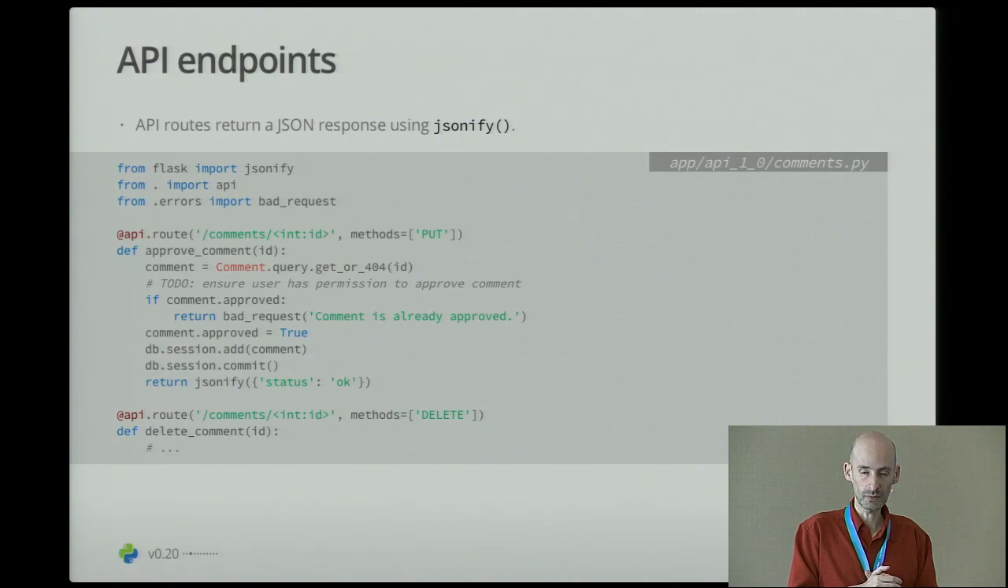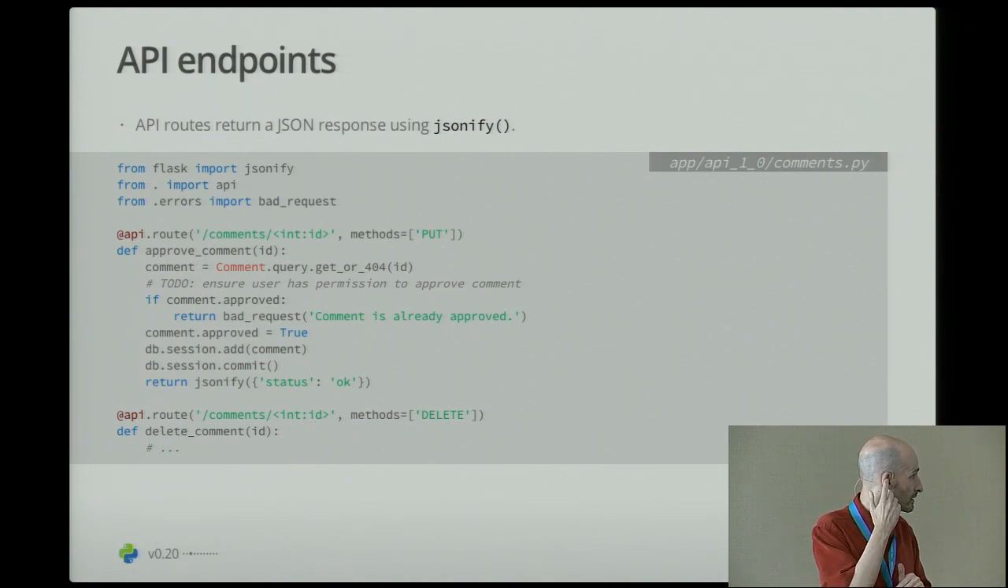Okay, and I'm telling Flask that the top route will only be accepted if the request is of type put, or method put. And same thing for delete on the second one.